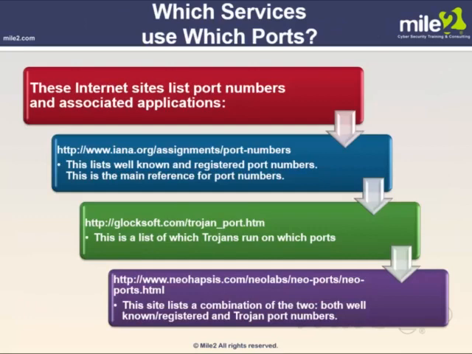To figure out what services run on which ports, you can go online and check out the IANA.org port number assignments, which shows a list of well-known and registered port numbers. This is also the main reference for port numbers. You can also check out a list of Trojans which run on certain ports by going to glocksoft.com/trojan_port.htm, and you can go to neohapsys.com, neolabs, neoports, neoports.html, and this site lists a combination of both the well-known and registered and Trojan port numbers.